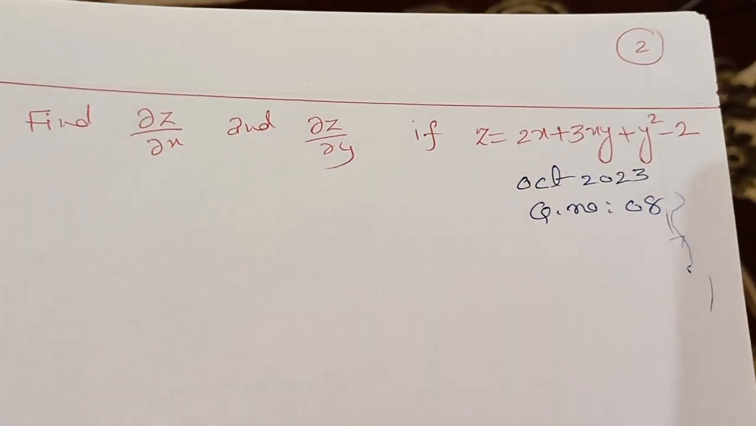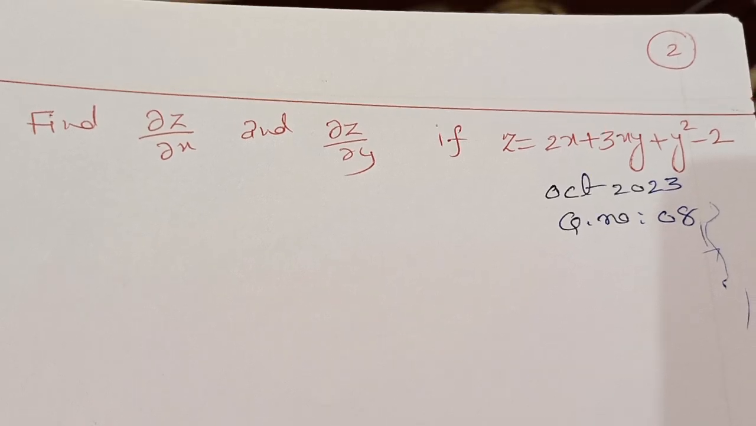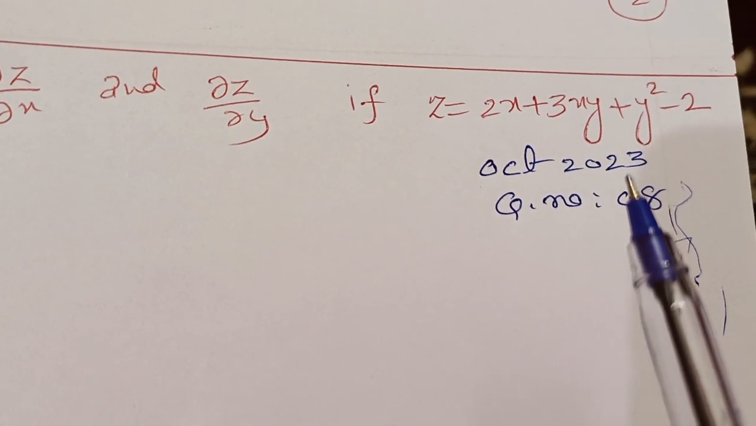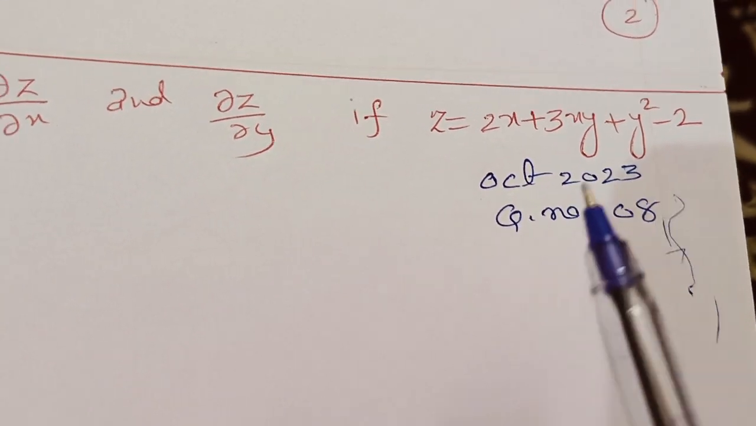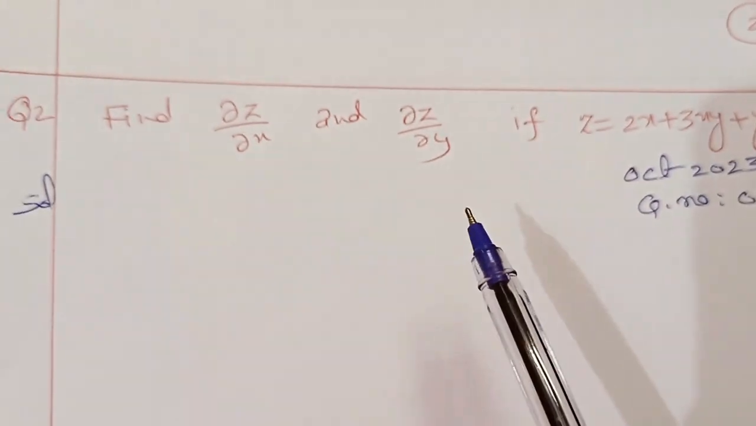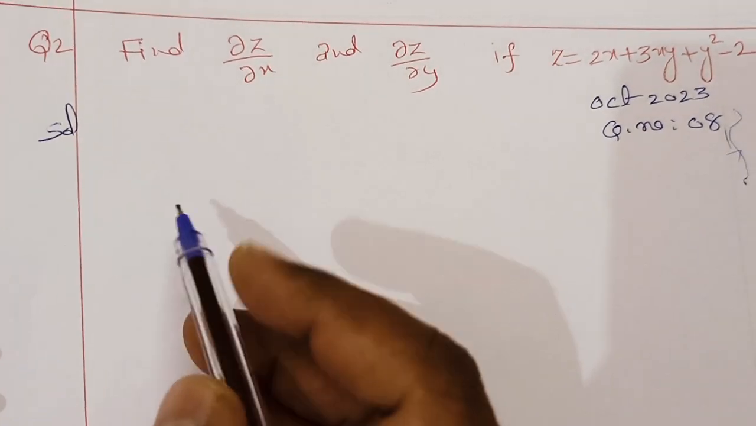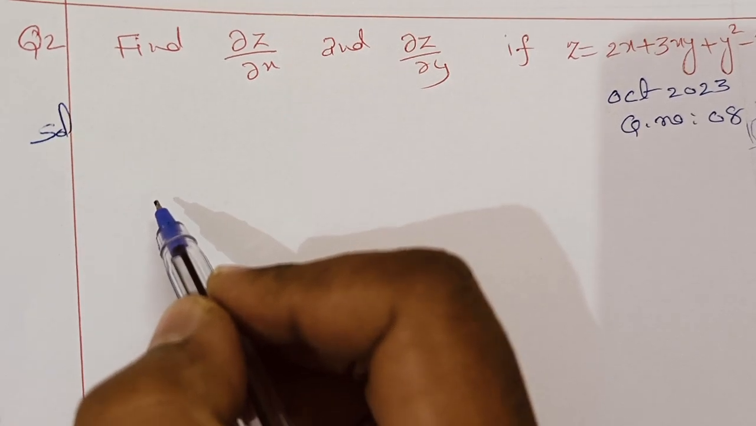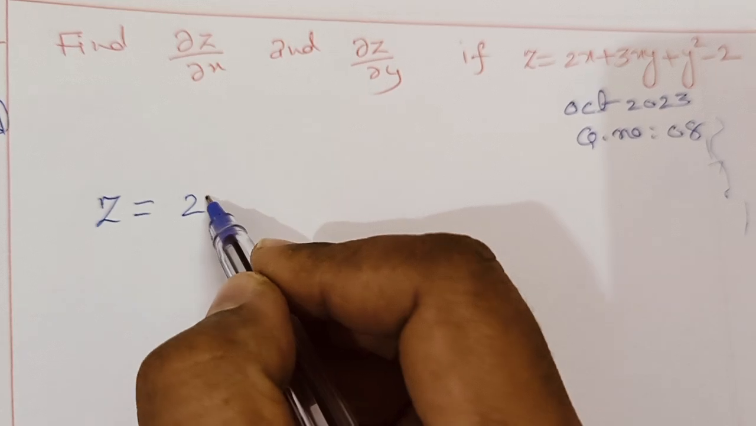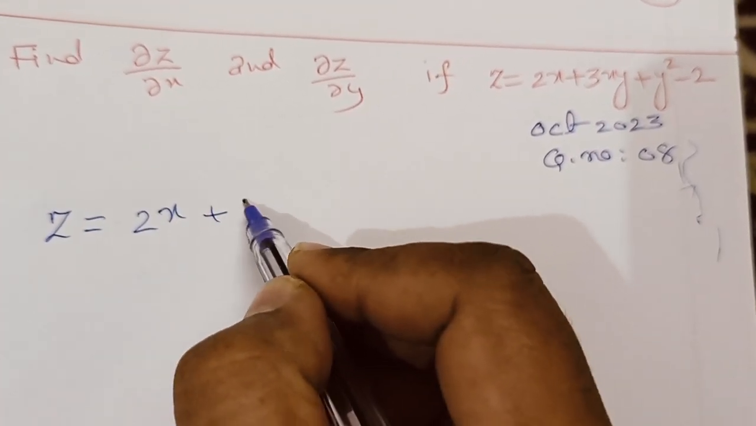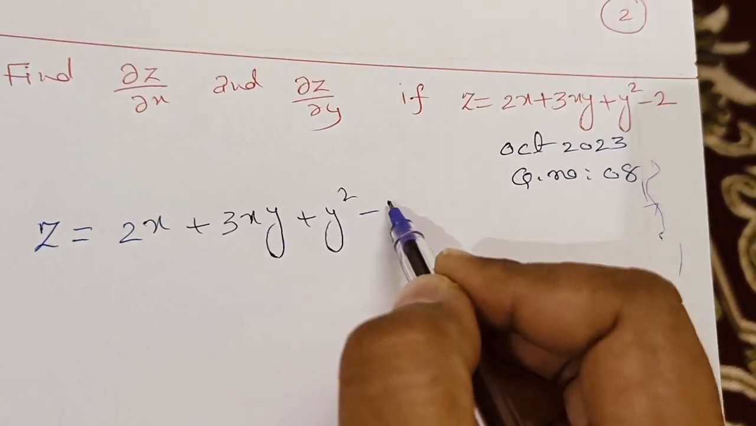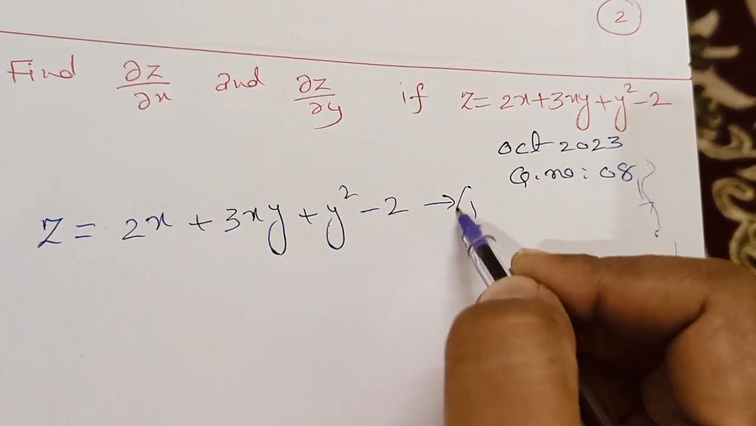This is the problem from partial differentiation, and here the function z is given as 2x plus 3xy plus y square minus 2. Here we have to find dou z by dou x and dou z by dou y. So in the solution we will write the given function z is equal to 2x plus 3xy plus y square minus 2. Take it as 1.